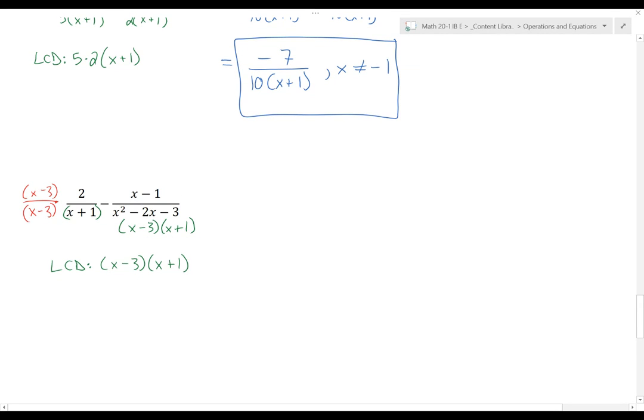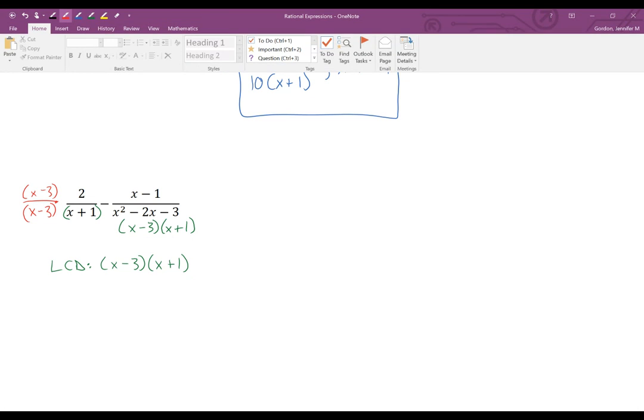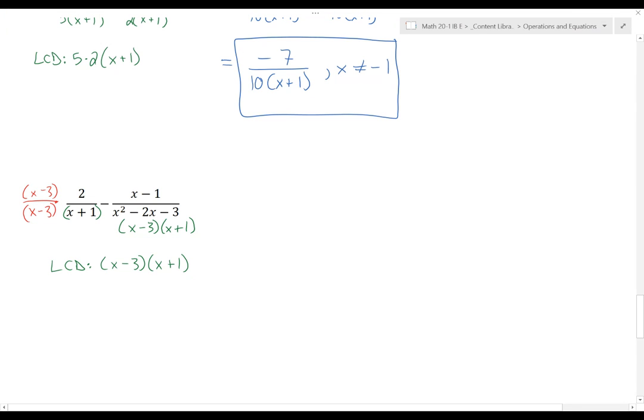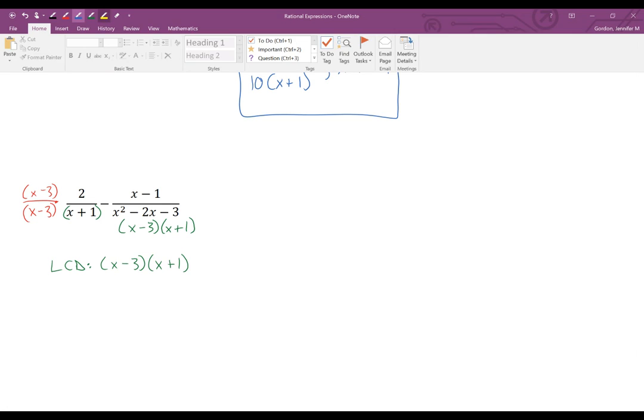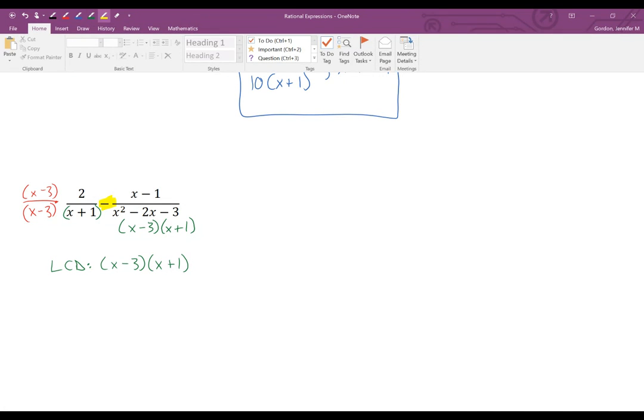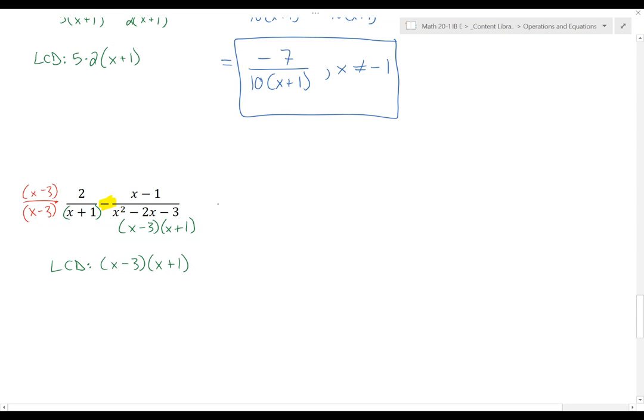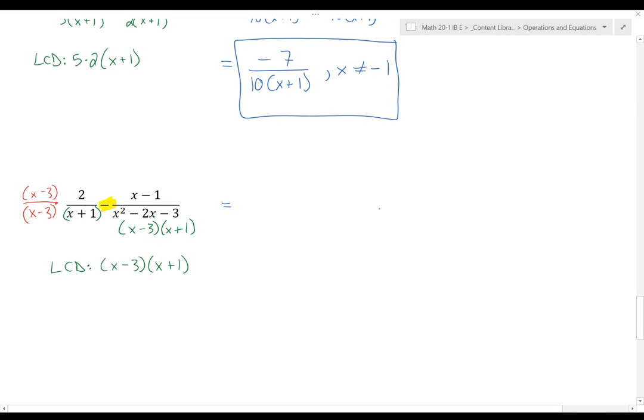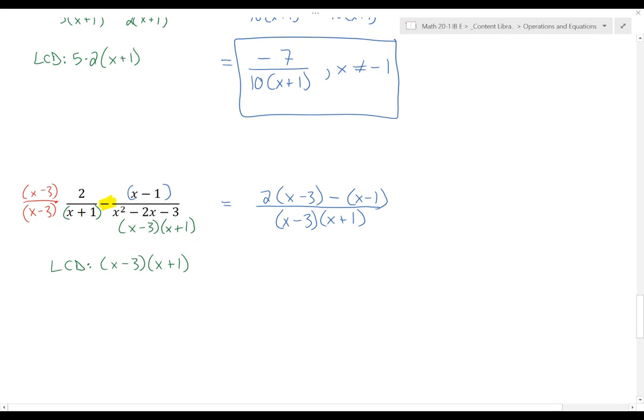We do have to remember to distribute. So I have to distribute that 2 to the whole x minus 3. And, tricky thing in this question, I have to distribute this minus sign to the x minus 1. So in other words, if I write these like this, I'm going to already combine it to a single denominator. I know my common denominator is x minus 3 times x plus 1. So what I have is 2 times x minus 3 minus, and I'm going to bracket the x minus 1. So essentially thinking of that as one thing, because the minus is going to have to distribute to that.